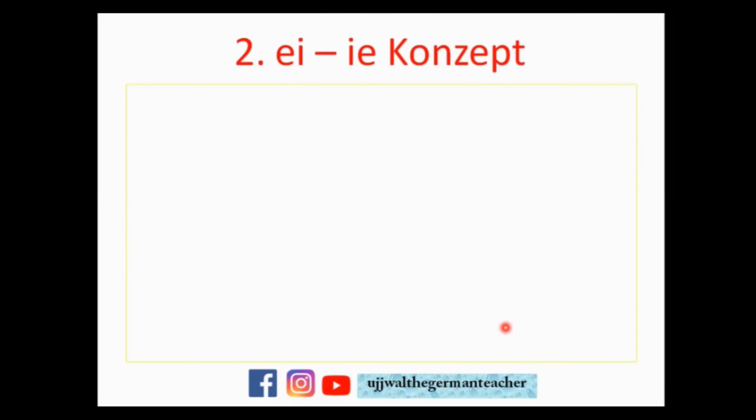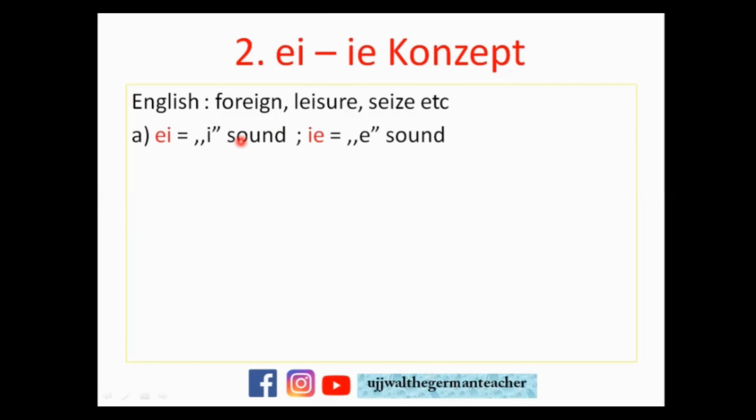Next we have EI or IE concept. This is very often where students make mistakes. I've seen this throughout my teaching experience. Many times they make a mistake, and the reason why it happens is here. So in English you have words like foreign, leisure, seas, and so on. So this EI is something different from what we are used to, but when we start learning the German language, we make mistakes. But for German, if we see, it's very simple.